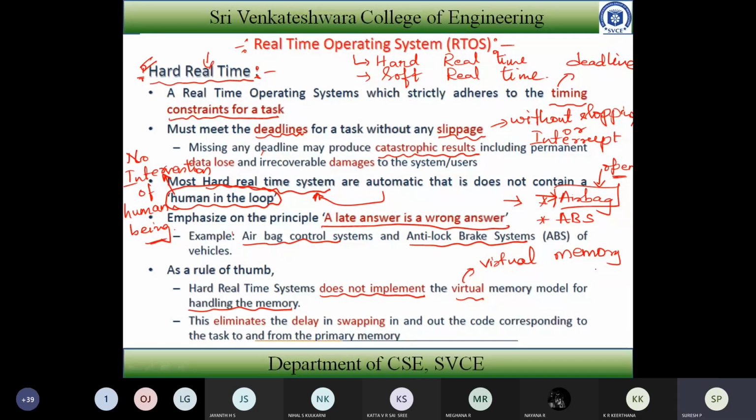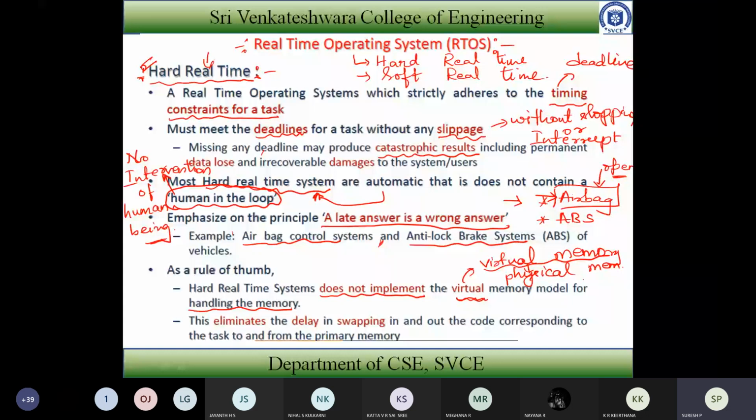This virtual memory is nothing but the physical memory which is installed on the system. As a rule of thumb, all real-time systems will not implement the virtual memory model for handling the memory. That means that extra memory which you would use won't be installed in your physical memory or physical system.